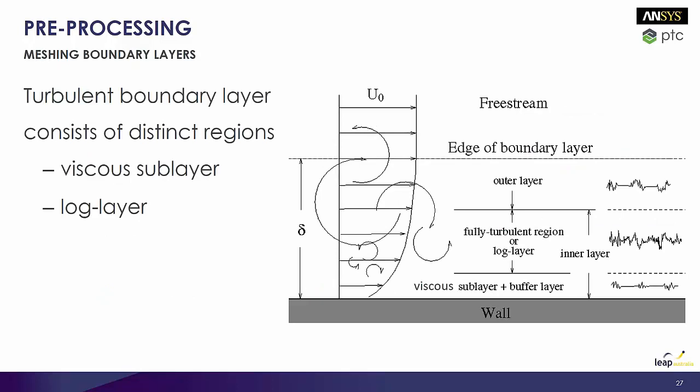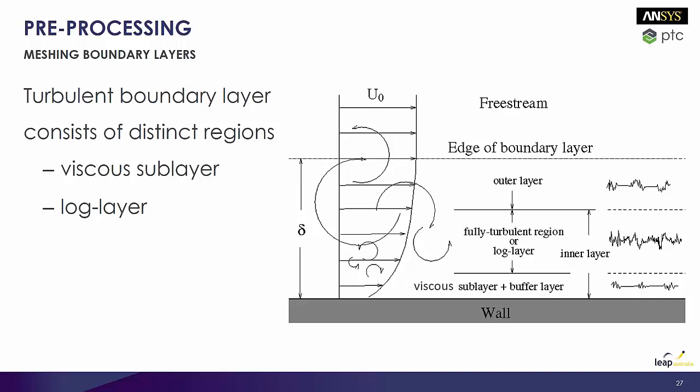All right. The next thing I want to talk about is the prism layer and inflation. But before we talk about that, let's touch a little on the turbulent boundary layer. The boundary layer is important to capture in order to understand when things will separate and to understand things like lift and drag. There are 3 layers in the boundary layer. There are 2 that we're interested in.